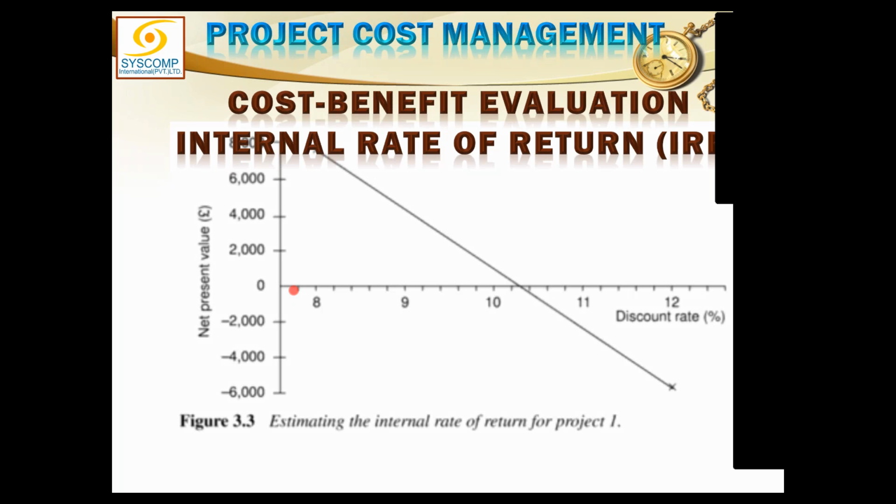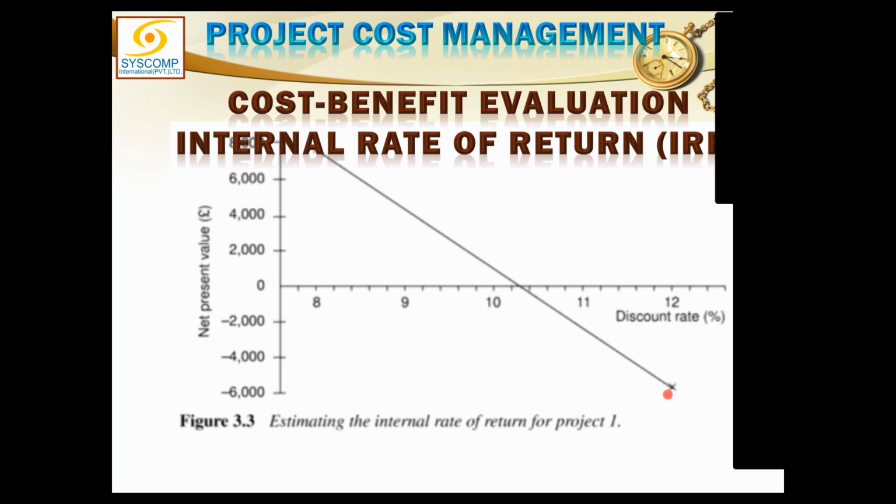On the baseline are the percentages 8, 9, 10, 11, 12, and on the vertical side, on the negative side we have negative money, on the positive side positive money. So 2,000, 4,000, 6,000, 8,000. So at 8% the value which came out is 8,000, right? And when I put in 12%, the value came out to be negative 6,000.